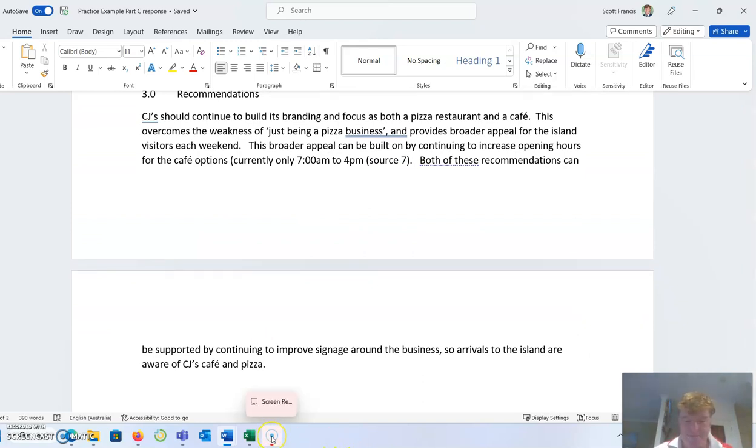So there's an example of what you might have to do for Part C, with an emphasis on those important things: data and business information in the analysis tool, likely to be a SWOT, and relationships, patterns, and trends clearly identified.